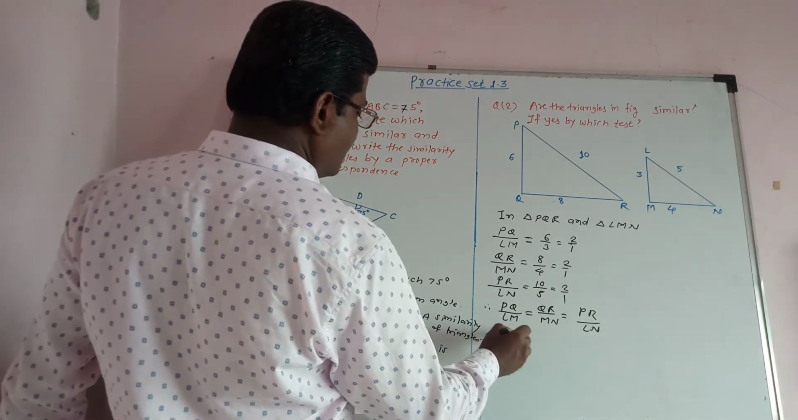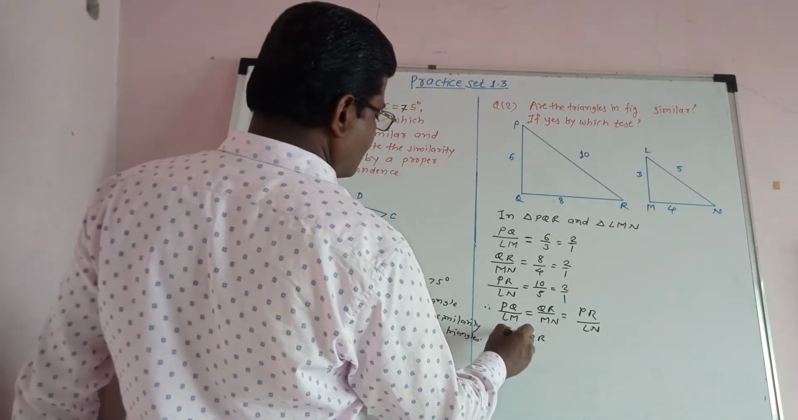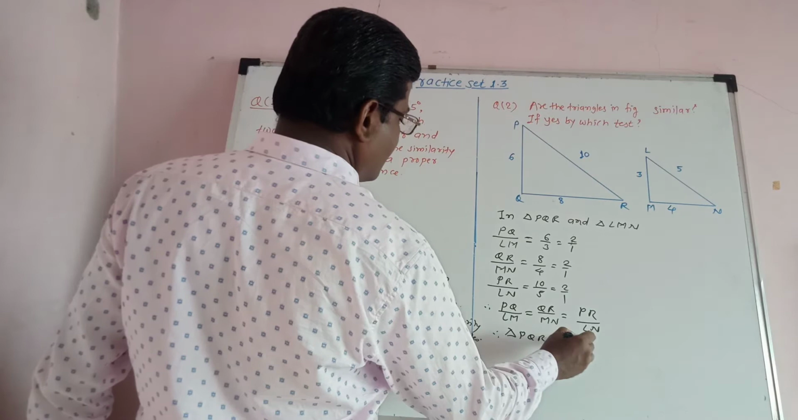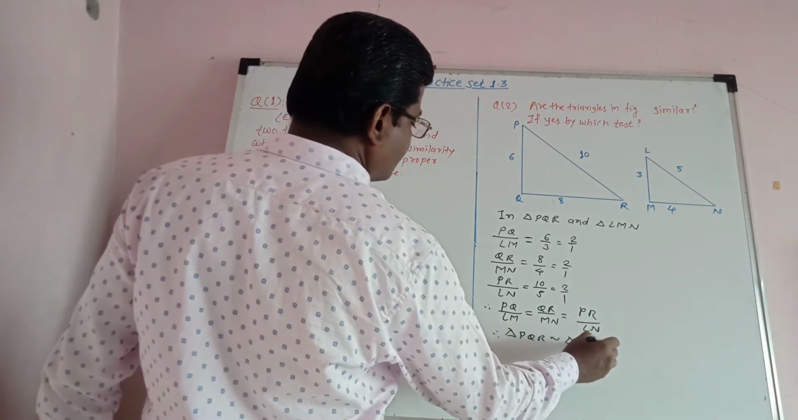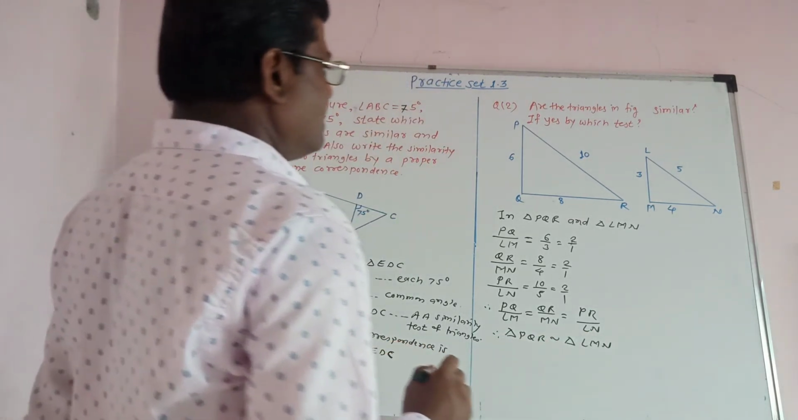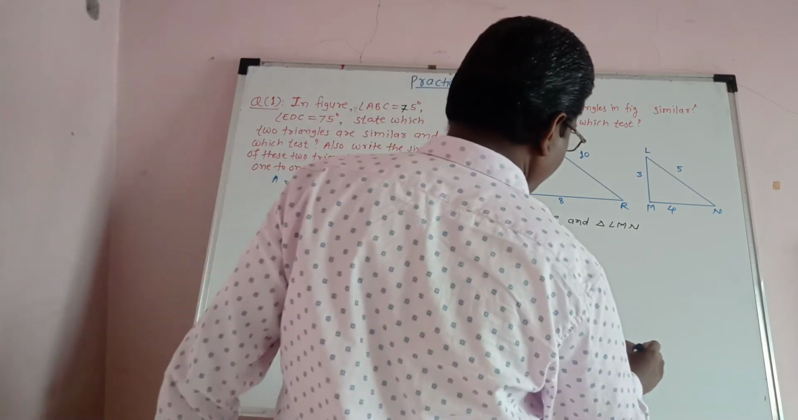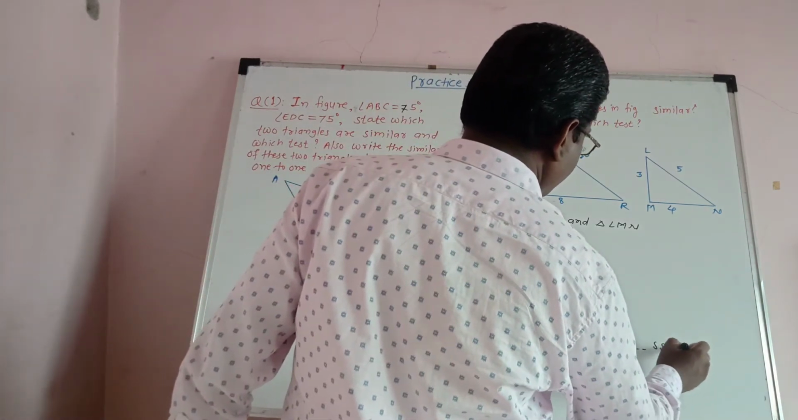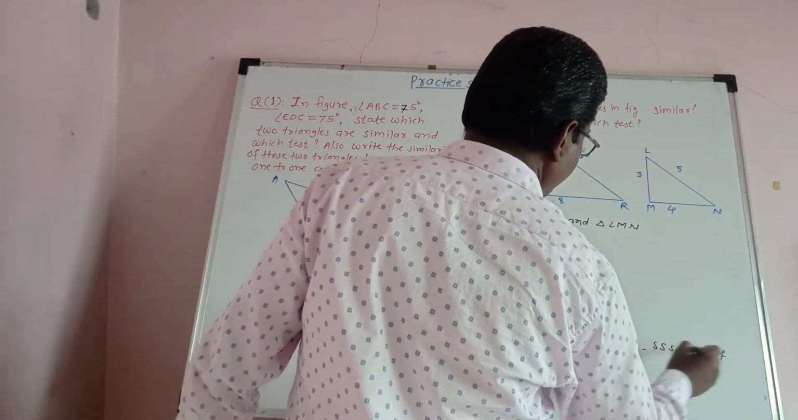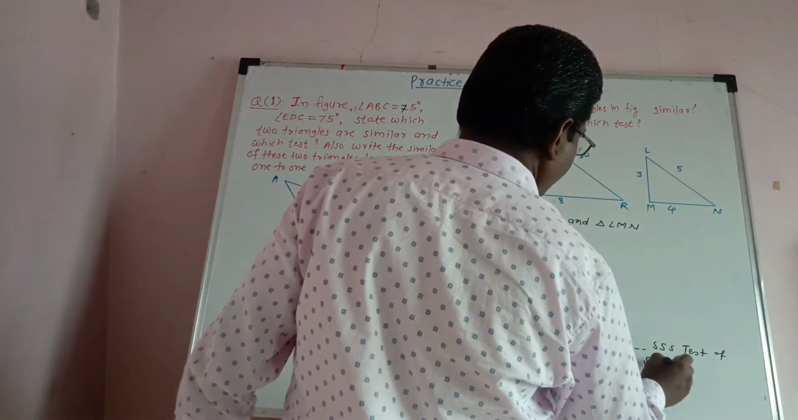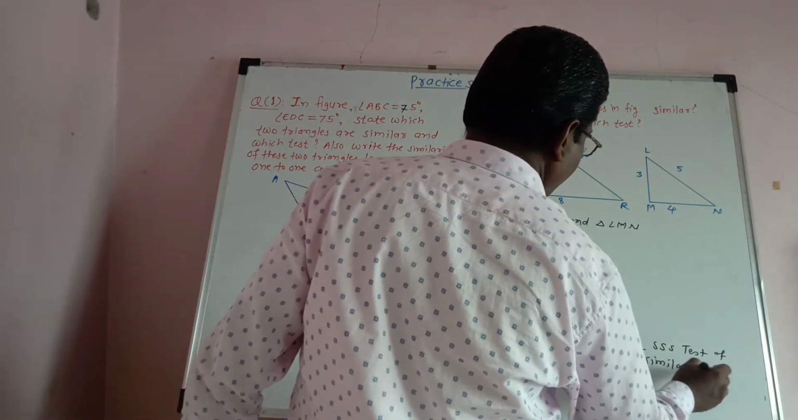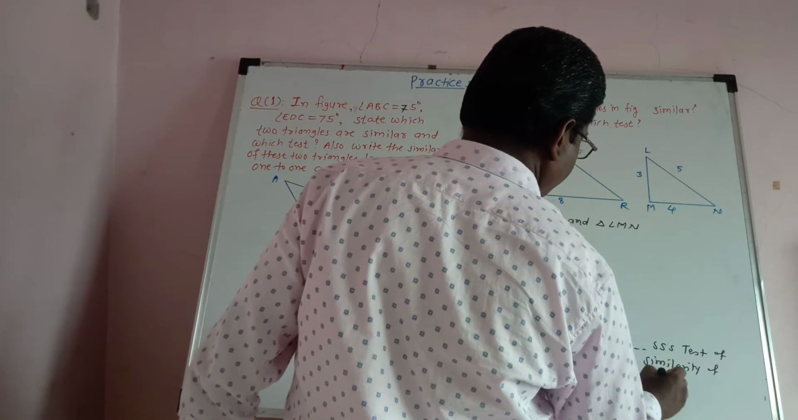Therefore, triangle PQR ~ triangle LMN, this is by the SSS test of similarity of triangles.